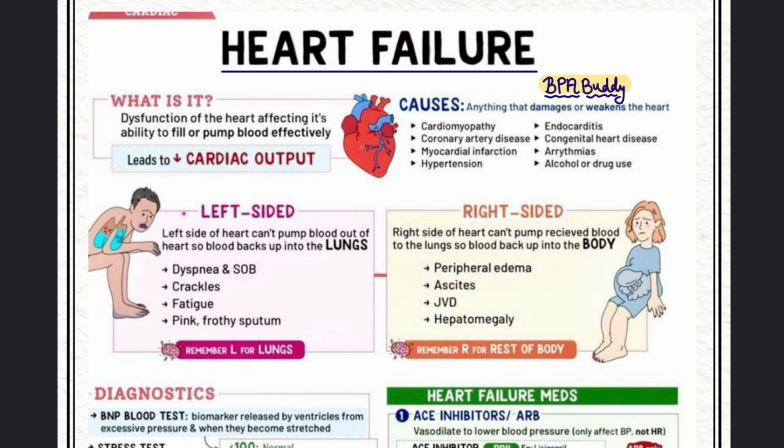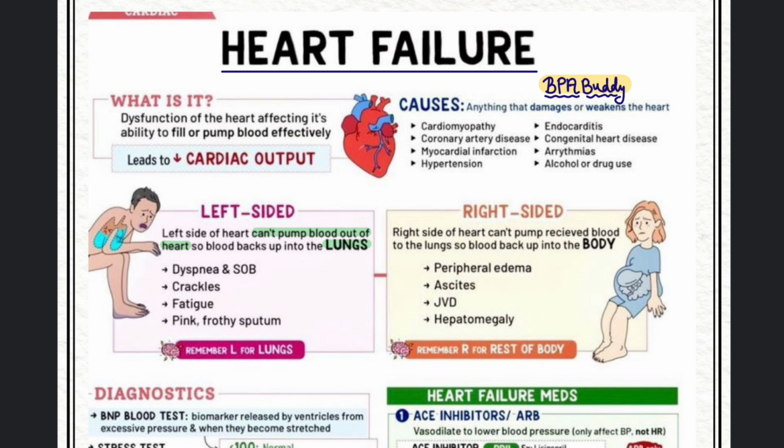Now, left versus right heart failure. This is super important, an examiner's favorite thing. So we will start with the left heart. Left-sided heart failure fails to pump the blood out. It can't pump blood out of the heart, so the blood backs up into the lungs. The symptoms will be breathlessness, pulmonary edema, like that.